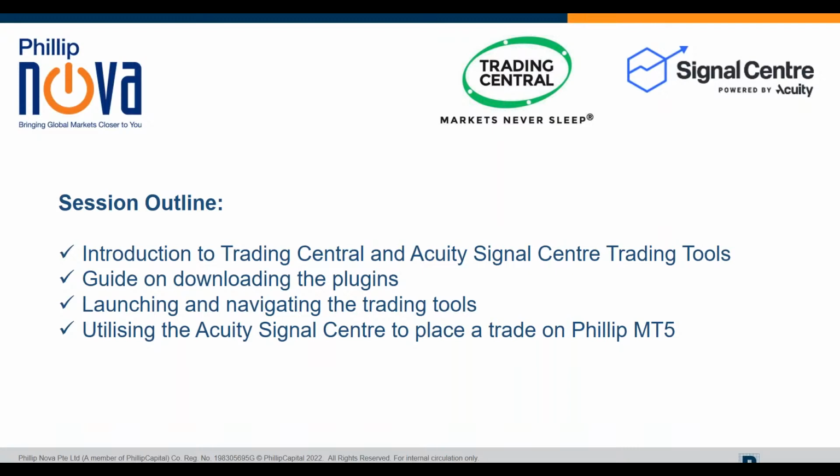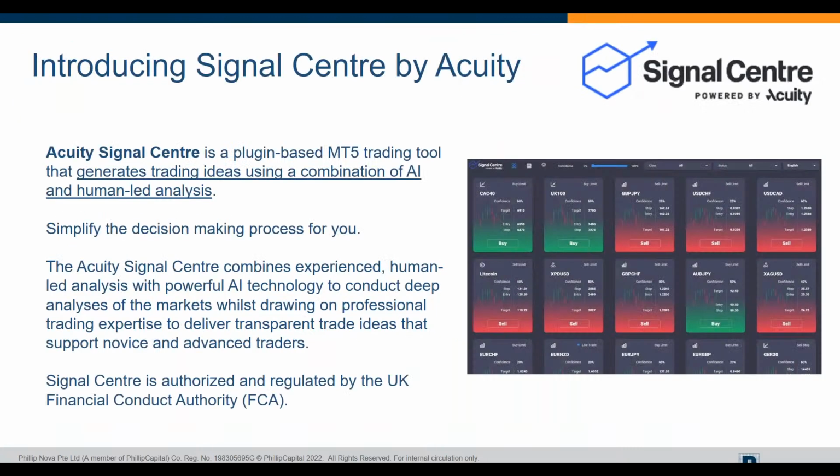Okay, so without further ado, I'd like to introduce you to our latest edition of trading tool. It's called the Signal Center by Acuity. All that I'm going to go through today comes in the form of an EA in your Phillip MT5. The Acuity Signal Center is a plugin-based MT5 trading tool that helps to generate trading ideas using a combination of AI and human-led analysis.